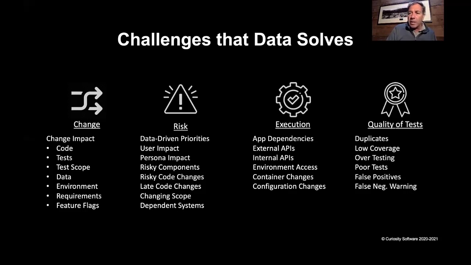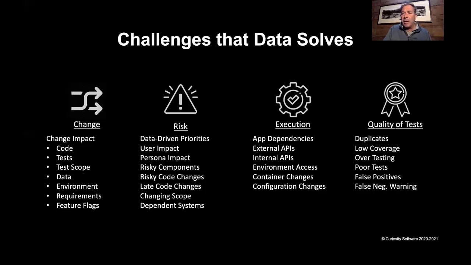It also focuses on risk. It can give you data-driven priorities in real time, allowing you to alter what tests need to be constructed, maintained, and executed in order to meet the objective of the particular sprint or release cycle. It could show different user impacts, different persona impacts. So if there's a changing persona in how people are using the system, that should be notified automatically and not have to be discovered later down the line. It can highlight risky components, risky code changes, late code changes, changes in scope, and changes in the dependent systems.